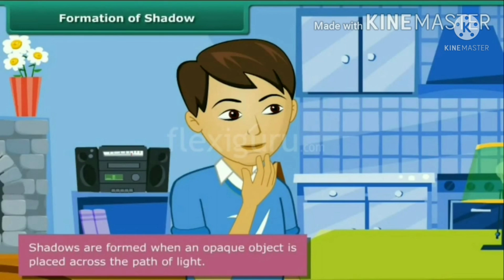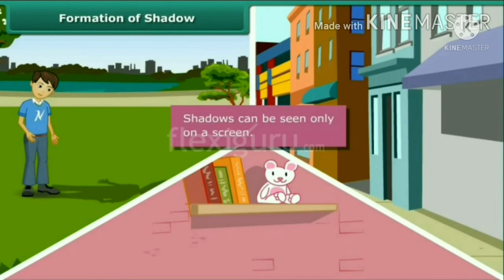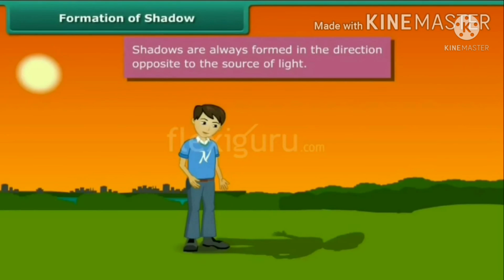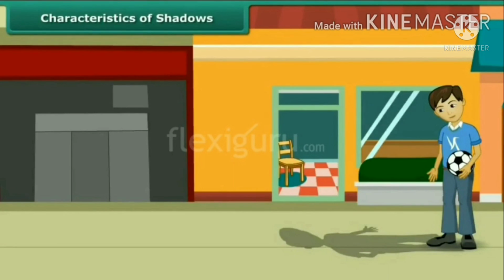Shadows are formed when an opaque object is placed across the path of light. Shadows can be seen only on a screen. The ground, walls of a room, buildings, and other such surfaces act as screens for shadows. Shadows are always formed in the direction opposite to the source of light. In the morning, since you were facing the sun, the shadow was behind you. In the evening, the sun was behind you, causing the shadow to be formed in front of you. When the sun sets, there is no light, hence there are no shadows. You just learned some interesting facts about shadows.